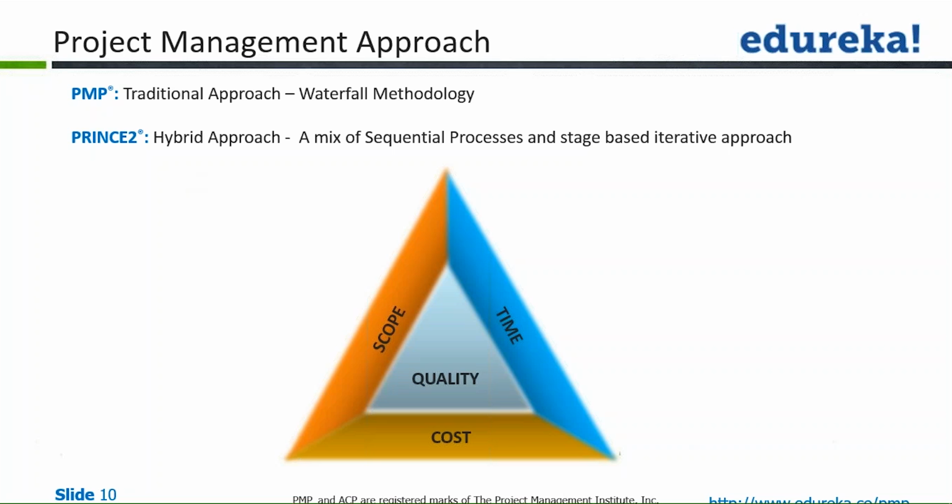Prince2 has different domains here, or you can say steps, where you start the project, you initiate the project, you direct the project, you control the different stages, you manage the stage boundaries. Now these control stage and manage stage boundaries are the stages where you keep doing the iterative action. But before this, we follow a sequential approach, sequential processes here. And that's why it is more of a hybrid approach.